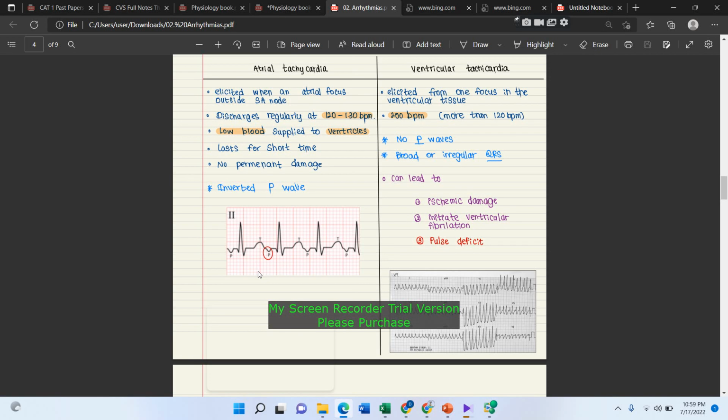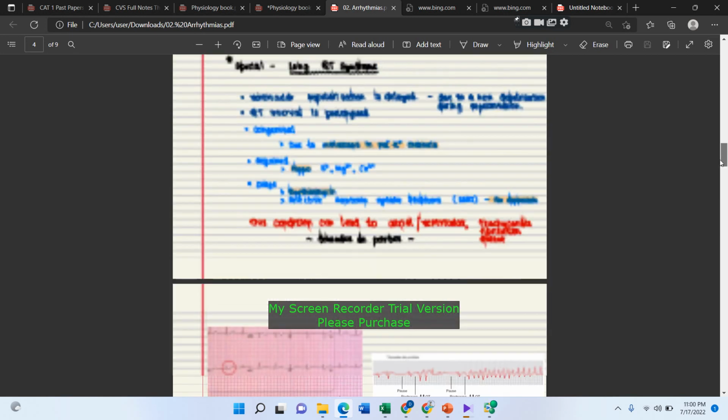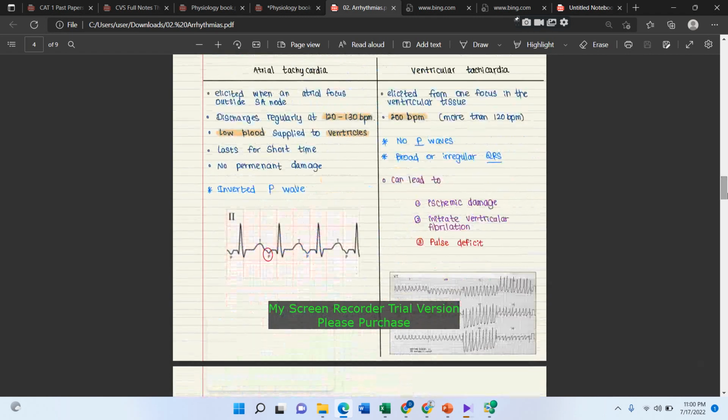It can lead to ischemic damage, initiate ventricular fibrillation, and cause pulse deficit. So another cause of ventricular fibrillation is this ventricular tachycardia. We know that ischemia can be a cause of ectopic beats as well, so it can be a cause of ventricular tachycardia. Also, ischemic damage can be further increased by ventricular tachycardia.